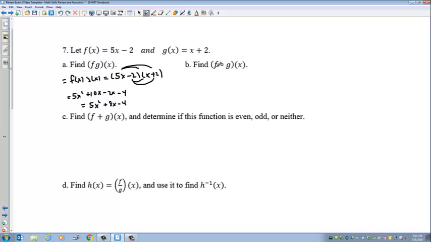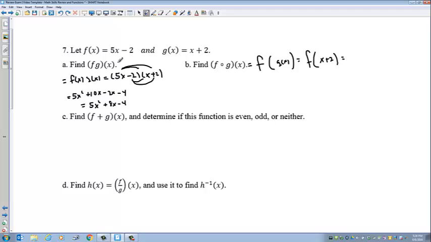And then this one over here is not multiplication, it's composition. So remember, composition, you have functions inside of functions. So this will be f of g of x. And I just do what it says. So that's f of, and g of x is x plus 2. So I add an x plus 2 wherever I see a g of x.